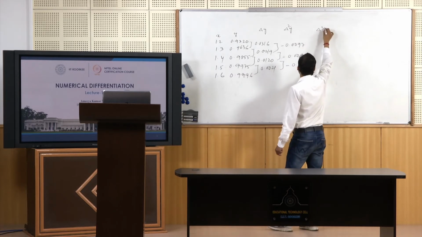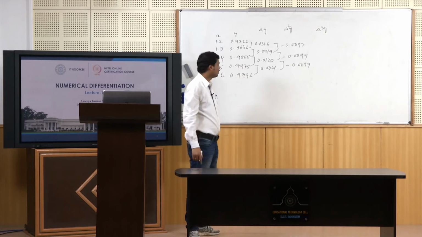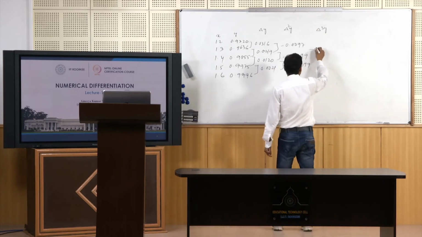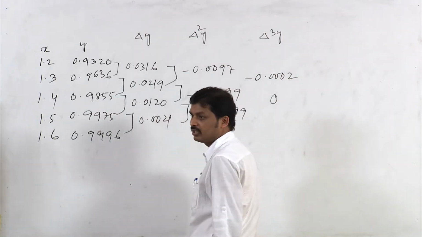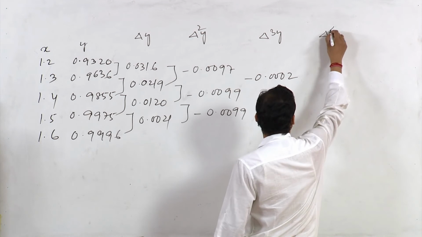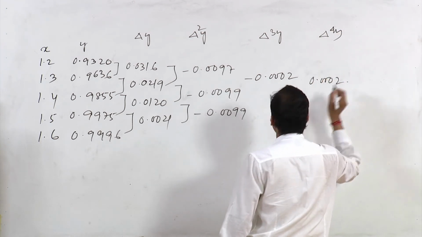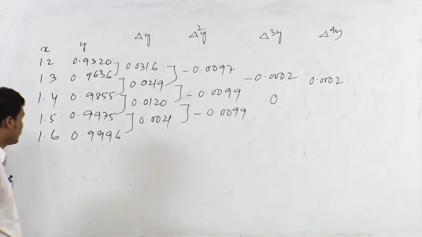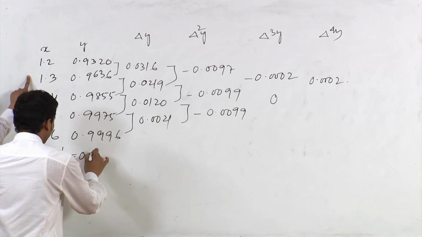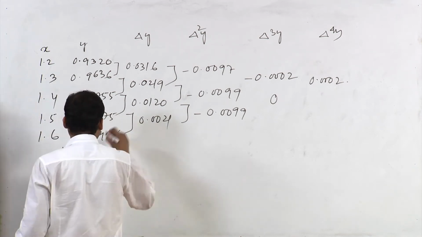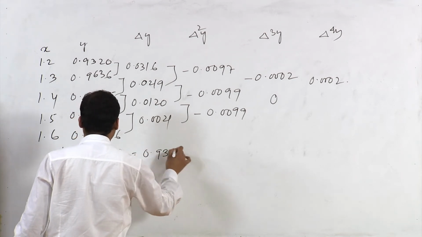Then we will go for del cube of y. If we take the differences here, the first difference gives minus 0.02 and this gives 0 here. And the fourth order difference can be written as 0.002 only. The points are equidistant, so h can be written as 0.1 here, and the starting value y0 can be written as 0.9320.